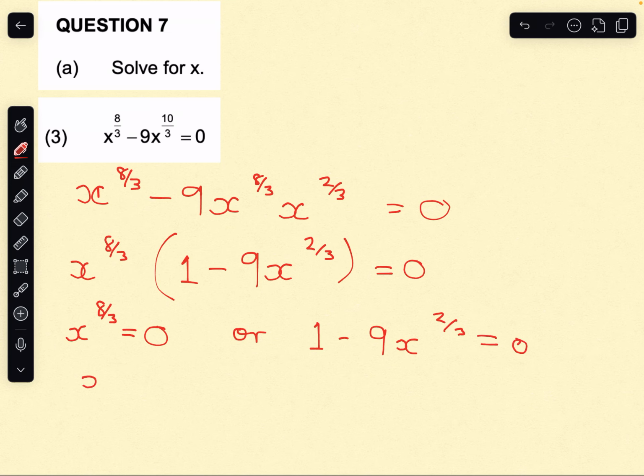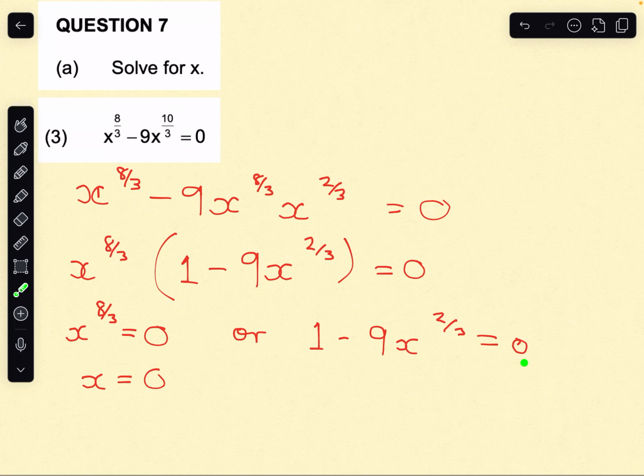I mean, there's nothing much going on here. 0 to the power of anything is 0. So that would be all that's happening there. But if you really wanted to, you could raise both sides to the power of 3 over 8, and 0 to the power of 3 over 8 would still just be 0. So x is equal to 0.